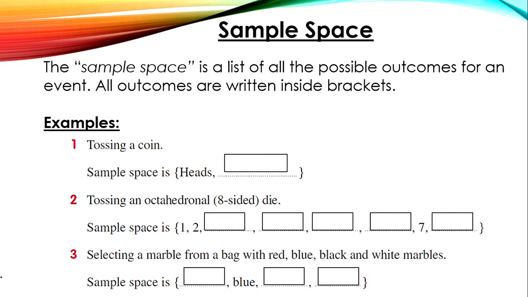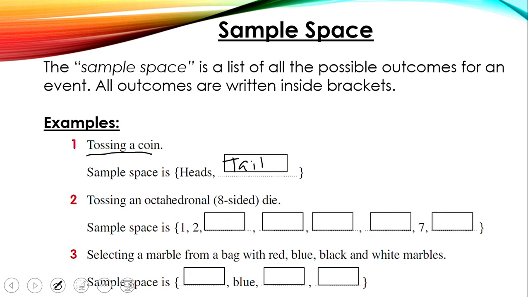So to get started, a sample space is a list of all the possible outcomes for an event. All outcomes are written inside brackets. So when we look at our first example, we've got tossing a coin. So with a coin, your sample space is heads and tails.